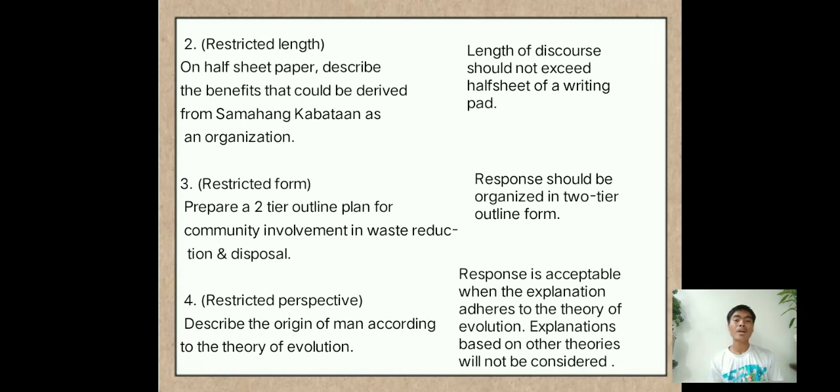In number 4, restricted perspective: describe the origin of man according to the theory of evolution. The response would be acceptable when the explanation adheres to the theory of evolution. If the point is all about the theory of evolution and not the other theories. Explanations based on other theories will not be considered. I hope that is clear.